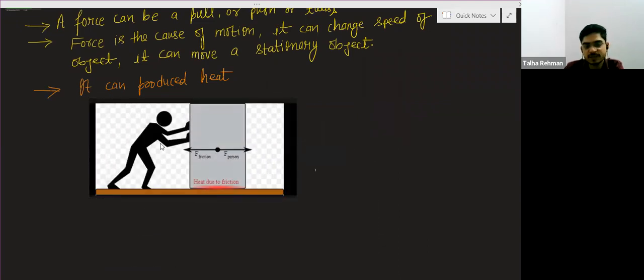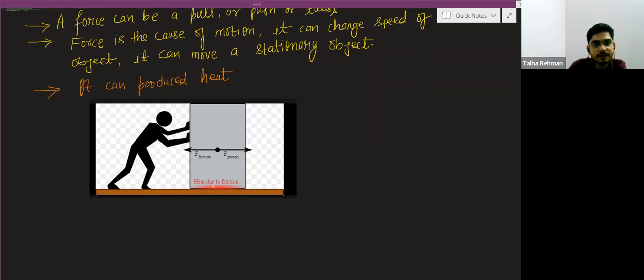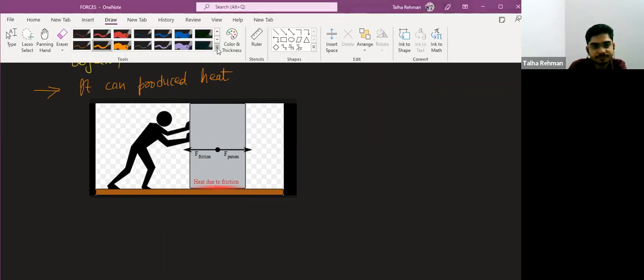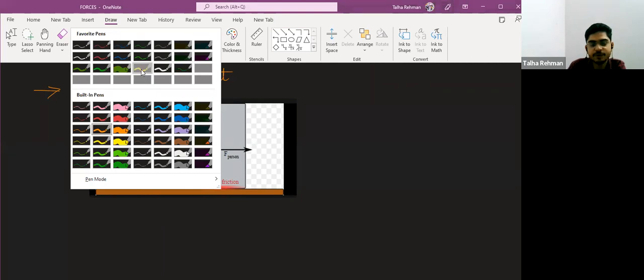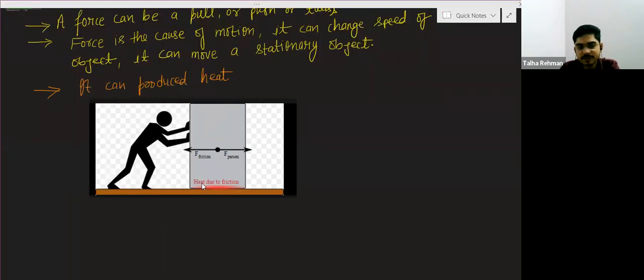This person is applying a force, and here is the friction between this block and this surface. So due to this friction, there will be heat. Why is heat produced here? When this person applies a force, at the interface there will be the molecules of this surface and the molecules of this block.